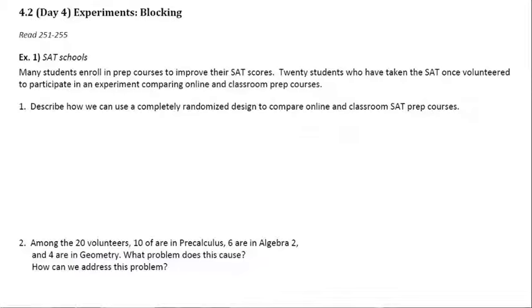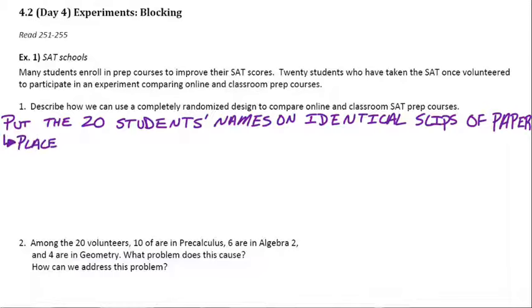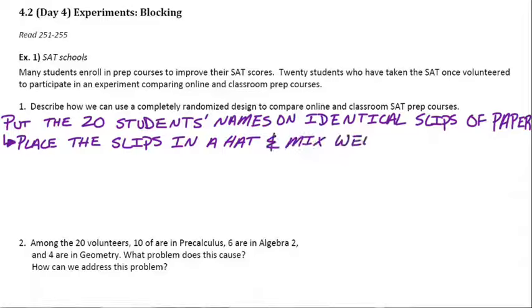Okay, so questions like this on our test or the AP exam, the first thing you need to show is how you're going to randomize all the participants, and then just describe thoroughly how you would conduct this experiment. So the easiest way to randomize these things is the hat method. If we can put the 20 individuals' names on identical slips of paper, put them in a hat, mix them up. So place the slips in a hat and mix well.